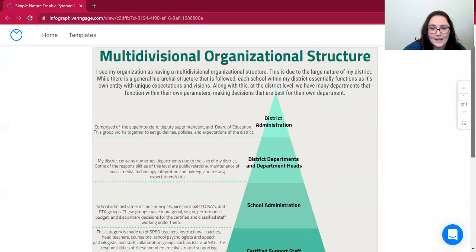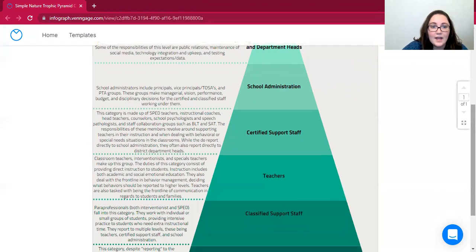Next is school administration. This is made up of principals, vice principals, or TOSAs. We really don't have a lot of vice principals in the district. We mostly work with TOSAs, people who are working essentially in that position across multiple schools, and it stands for Teachers on Special Assignment, and PTA groups. These groups make managerial, vision, performance, budget, and disciplinary decisions for the certified and classified staff working under them.